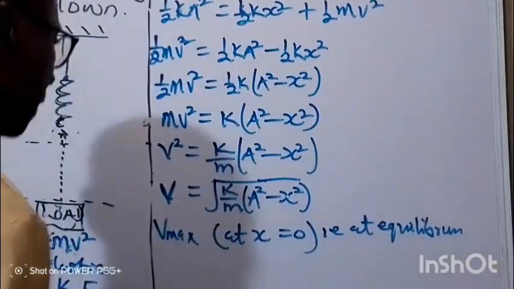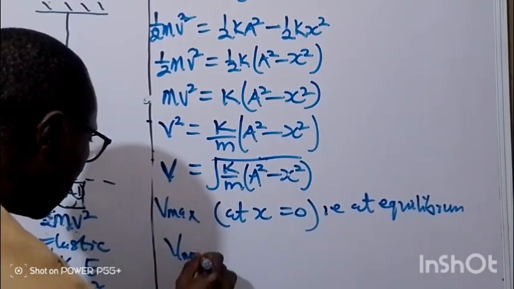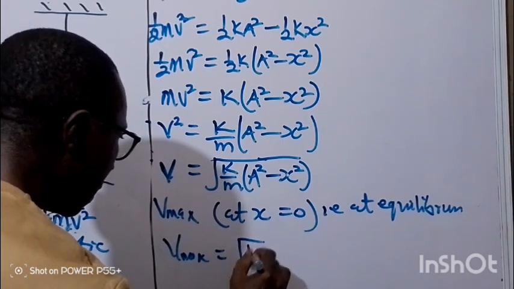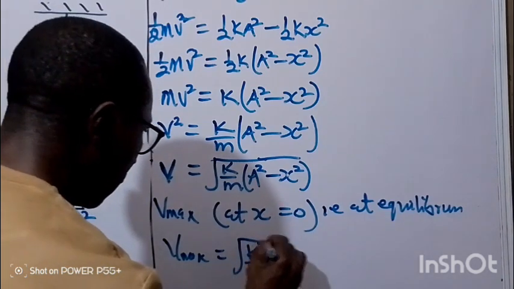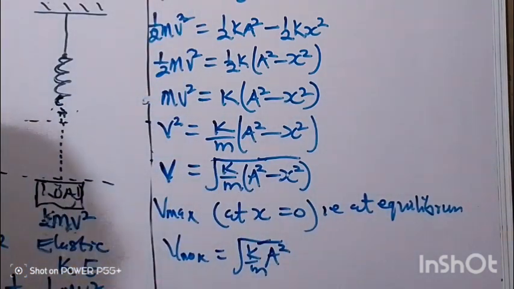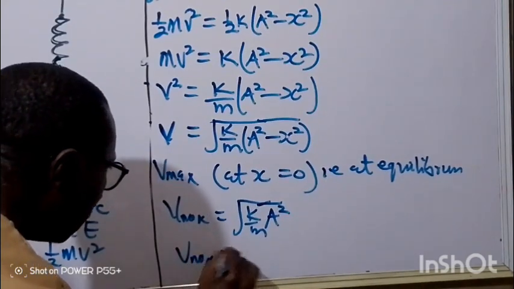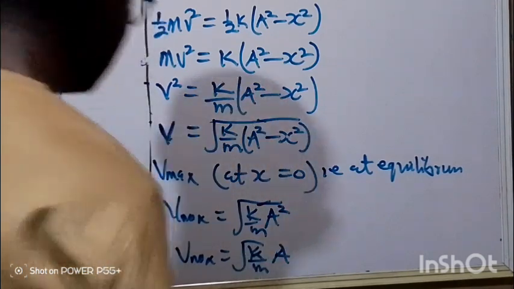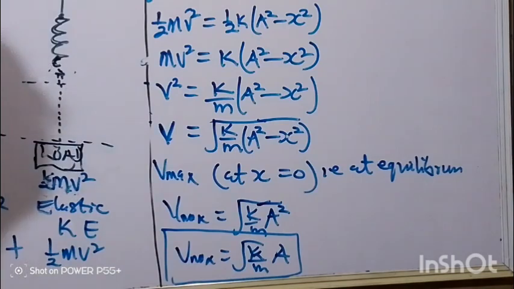If that is the case and s is equal to 0 here, we are going to have V maximum for a loaded spiral spring as square root of k over m into a square. So that will be the V maximum of a loaded spiral spring. Finally, V maximum is equal to square root of k over m multiplied by a. That is the maximum velocity of a loaded spiral spring.